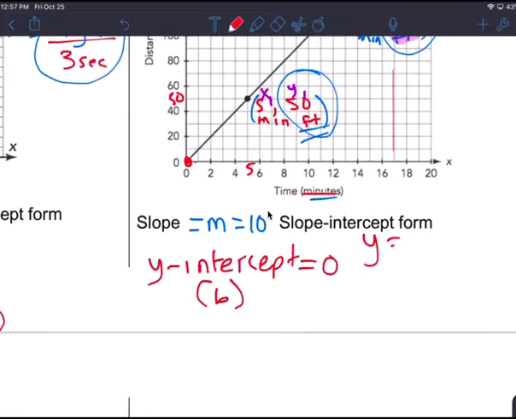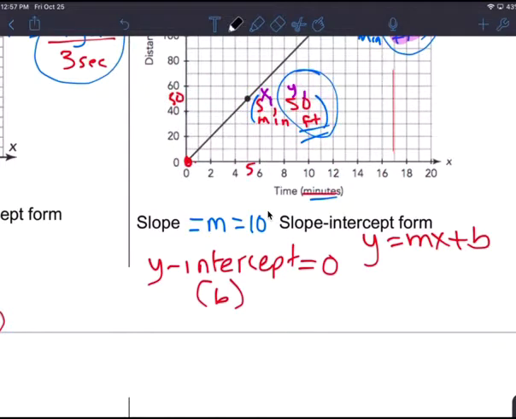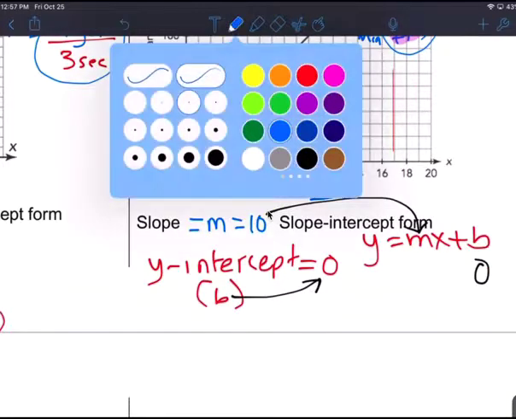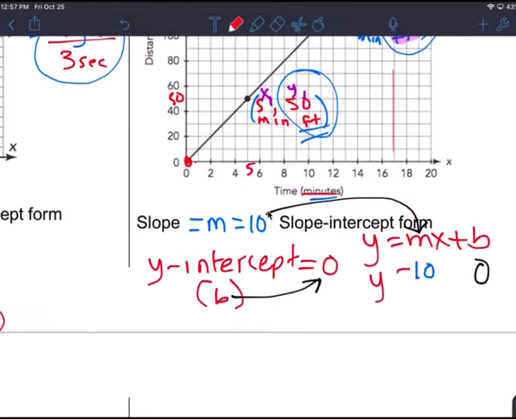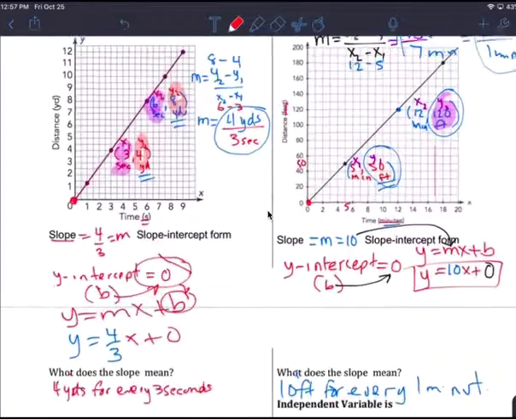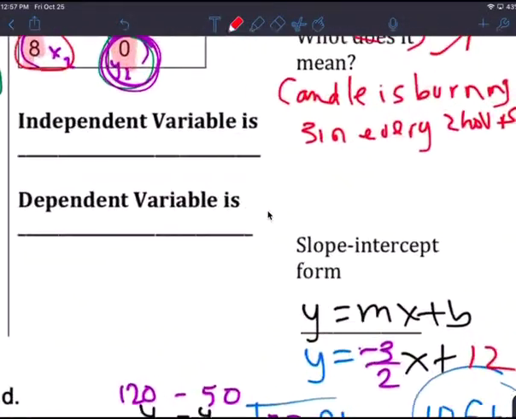Okay, same thing here. Slope-intercept is y equals mx plus b. Y-intercept is 0, so b is 0. Slope is 10, so put 10 there. Then copy the y and x. Bring the y down, equals the x, and bring down the plus sign. Y equals mx plus b. That's your slope-intercept form.